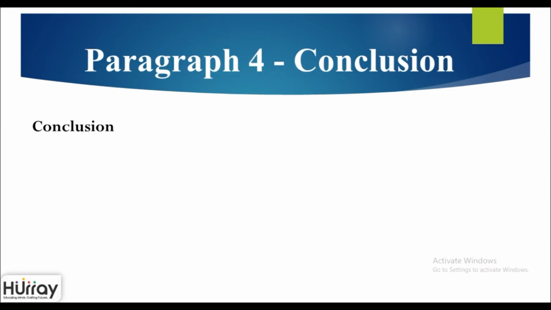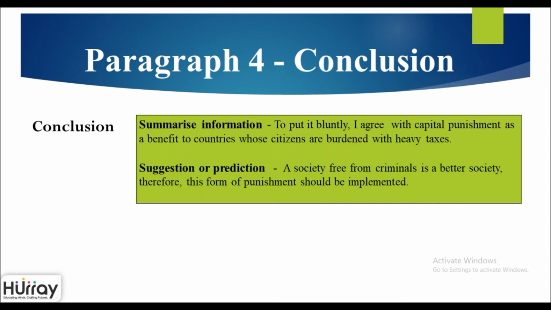Finally, we come to paragraph 4, which is your conclusion. The conclusion should summarize the information, tie up all the ends to one particular aim and goal, and that is delivering the message of your entire argument correctly. You could also make a suggestion or prediction over here. As it says in this case, to put it bluntly, I agree with capital punishment as a benefit to countries whose citizens are burdened with taxes. A society free from criminals is a better society, therefore this form of punishment should be implemented. So the word should be implemented again indicates a suggestion or prediction. In this case, more of a suggestion.